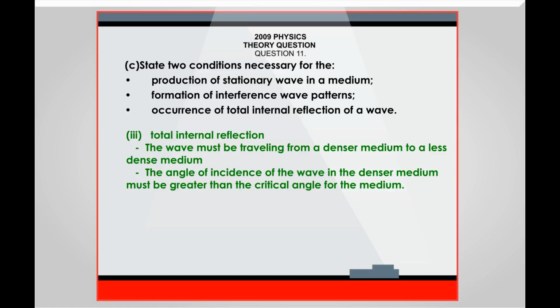III. Total internal reflection. The wave must be traveling from a denser medium to a less dense medium. The angle of incidence of the wave in the denser medium must be greater than the critical angle for the medium.